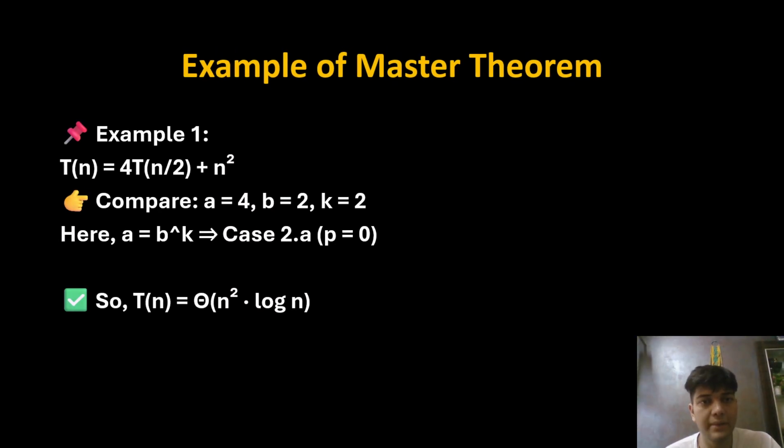Let's look at an example. A function T(n) equals 4T(n/2) plus n squared. We compare it with the format we have learned in the previous lecture. a equals 4, b equals 2 and k equals 2. Here a equals b to the power k. So it's case 2 with p equal to 0. So the answer is time complexity of n equals theta of n squared log n.